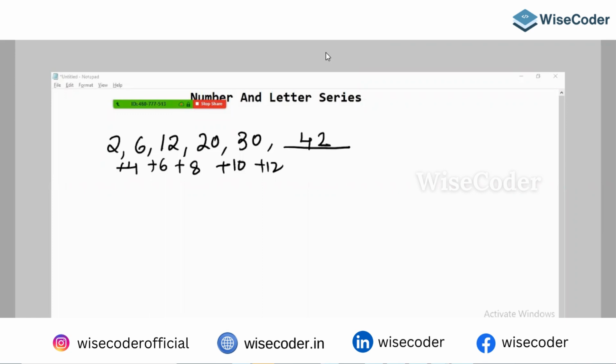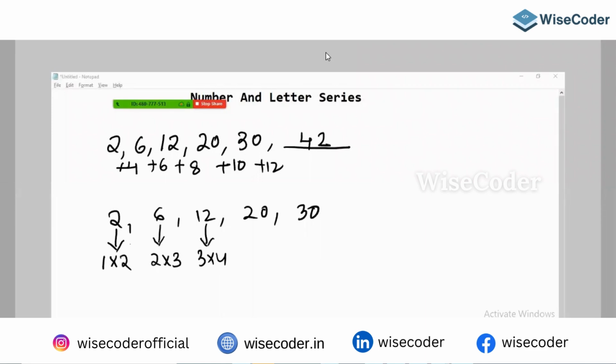But this series can also be looked at as a product series. How? Look here: 2, 6, 12, 20, 30. I can write 2 as 1 multiplied with 2, 6 as 2 multiplied with 3, 12 as 3 multiplied with 4, 20 as 4 multiplied with 5, and 30 as 5 multiplied with 6.